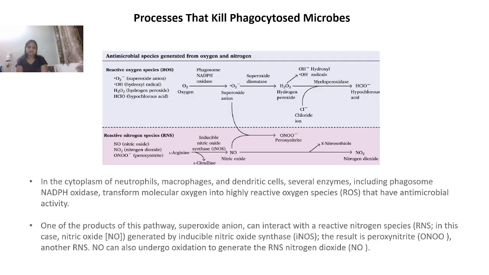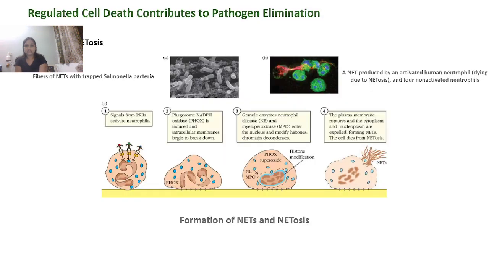So apart from these molecules and this phagocytosis, there are other methods by which we can eliminate the pathogen. There is a process which is known as netosis, and there are NETs or neutrophil extracellular traps which will help in the elimination of this pathogen. Here you can see these are the pathogens, and this is the neutrophil extracellular trap. It will trap the pathogen and will kill the pathogen.